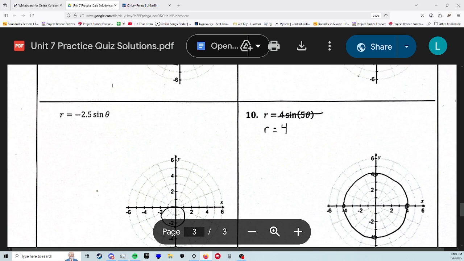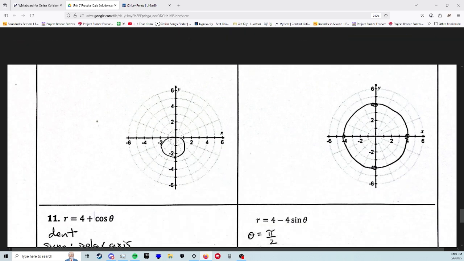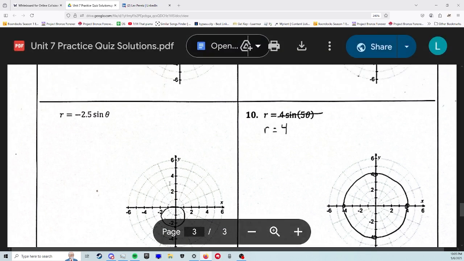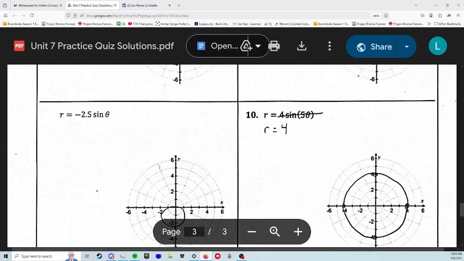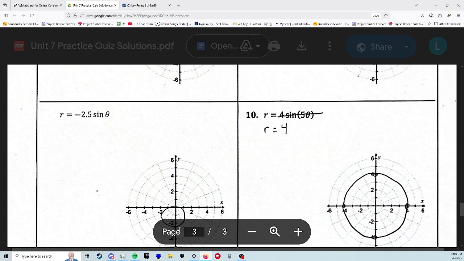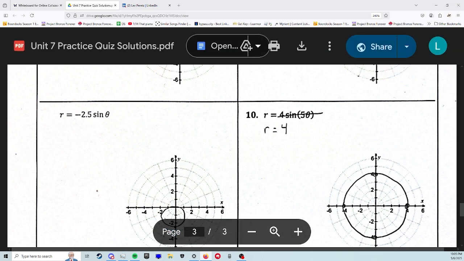Okay, for this next one, r equals negative 2.5 sine theta. It's negative, which means it's not going up, it's going down, and it's a circle because there's nothing else in it. So again, the max point is over there. Okay, r equals 4, which means it's just a circle with points of 4 all around.